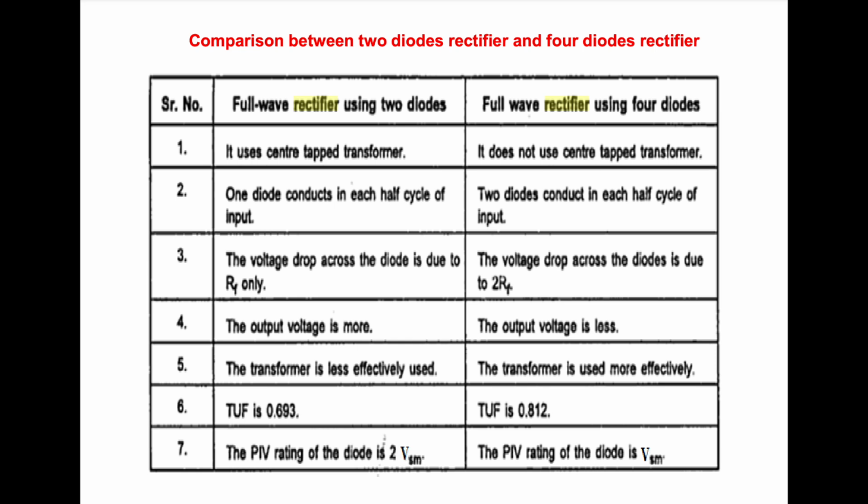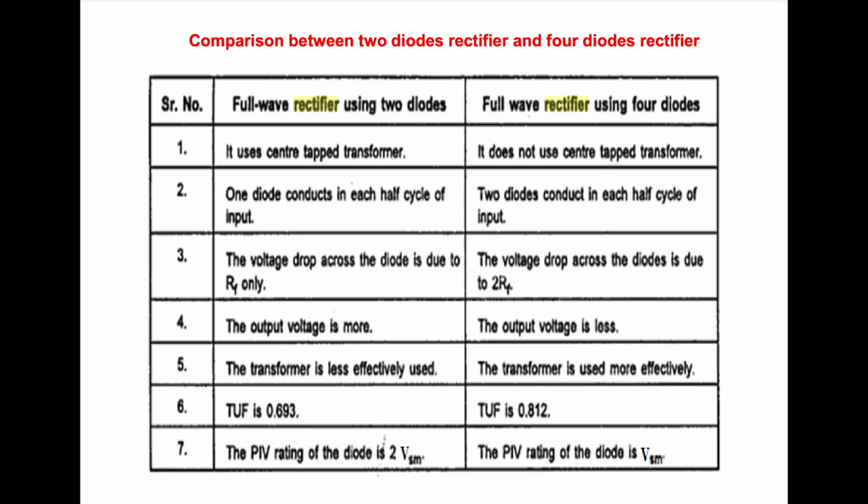The comparison between the 2 diode rectifier and the 4 diode rectifier. The full wave rectifier using 2 diodes uses a center tap transformer. The full wave rectifier using 4 diodes does not use a center tap transformer. For the 2 diode rectifier, 1 diode conducts in each half cycle of the input. For the 4 diode rectifier, 2 diodes conduct in each half cycle of the input, meaning in one cycle 2 diodes operate for the 4 diode rectifier, but for the 2 diode rectifier only 1 diode will conduct in each cycle.